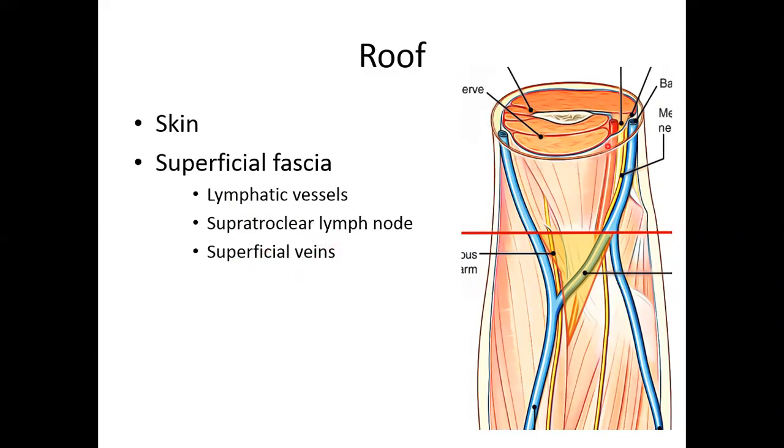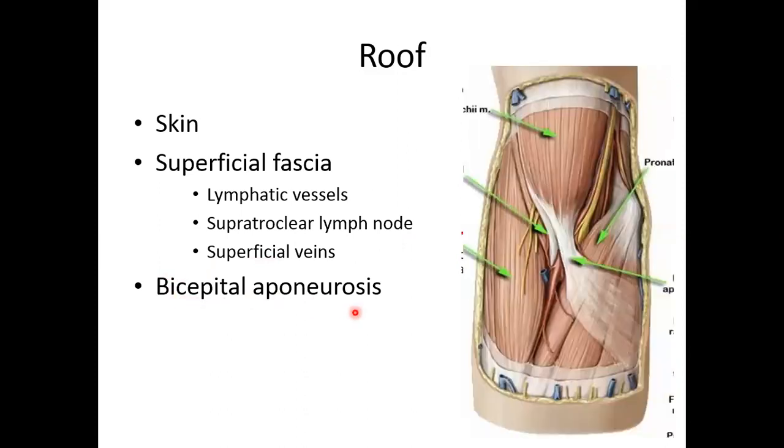This layer, you can see, is the superficial fascia, right? The superficial fascia has got three contents, one of which is shown in this diagram, the superficial veins, right? These superficial veins are one of the contents of the superficial fascia, right? Then next to the superficial fascia, this layer which is lying over the muscles, covering the muscles, is the deep fascia. Next to the deep fascia is the bicipital aponeurosis.